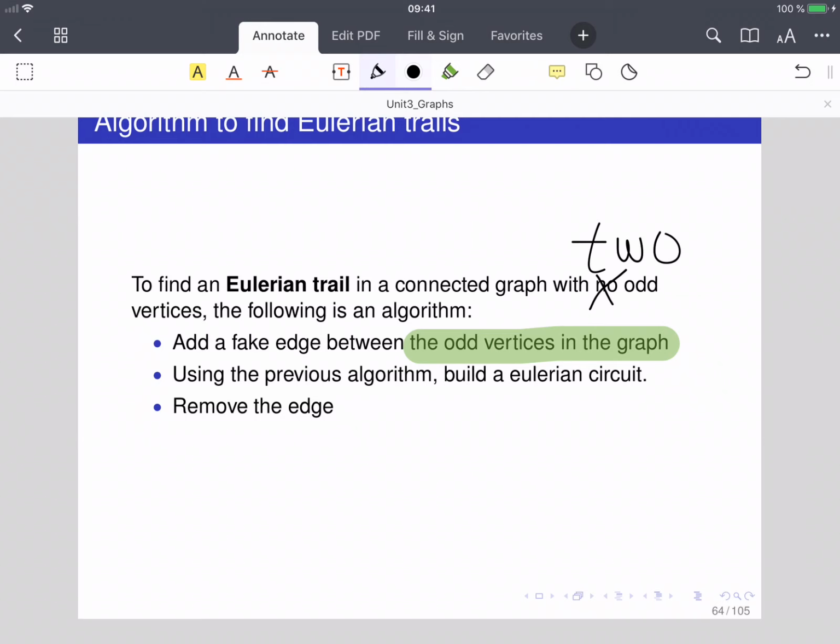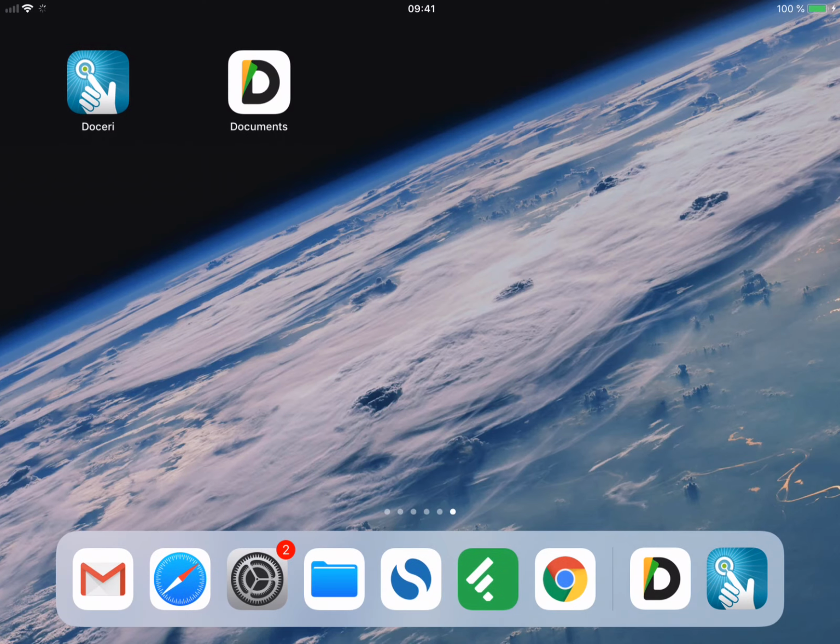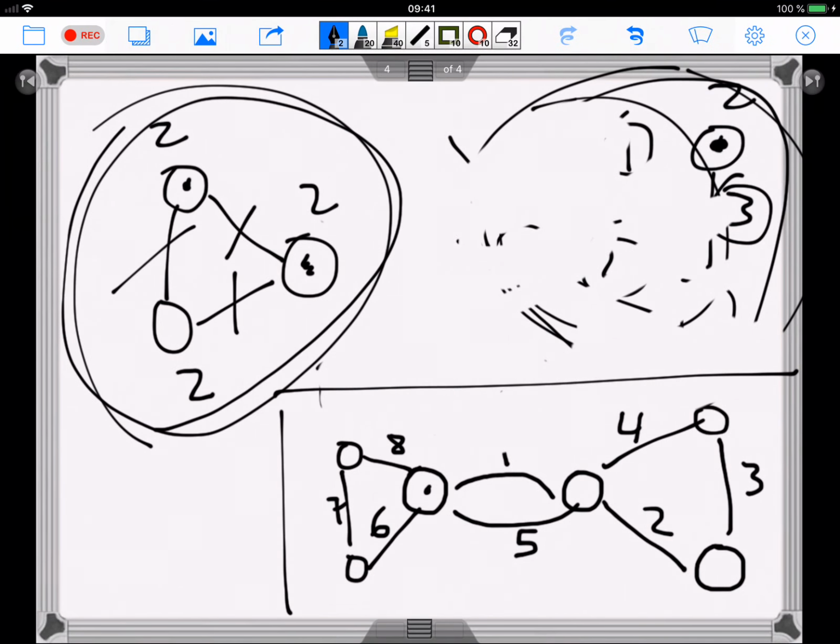Okay, what we do is what I told you in the proof of the theorem. We add a fake edge, and then all the vertices have even degree. We construct the circuit as we did in the previous case when we find an Eulerian cycle, and then we remove the fake edge. Okay, so that's the algorithm. Very simple.